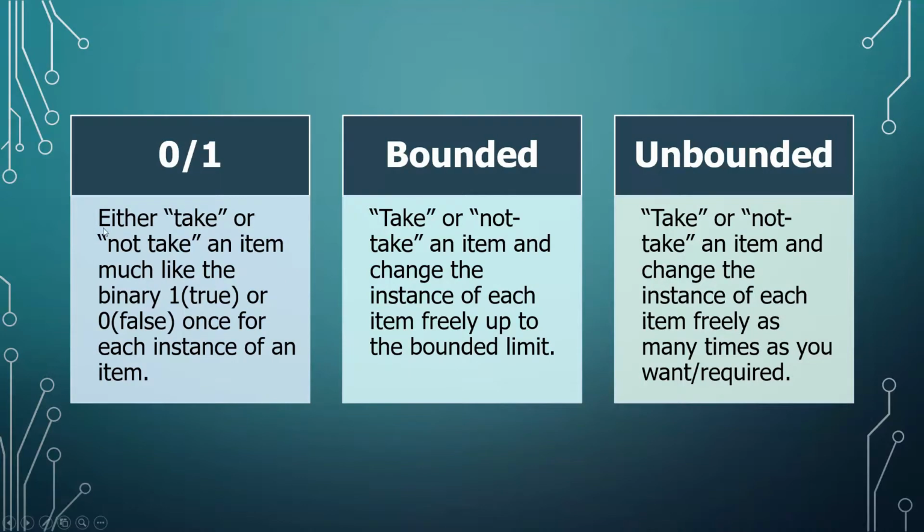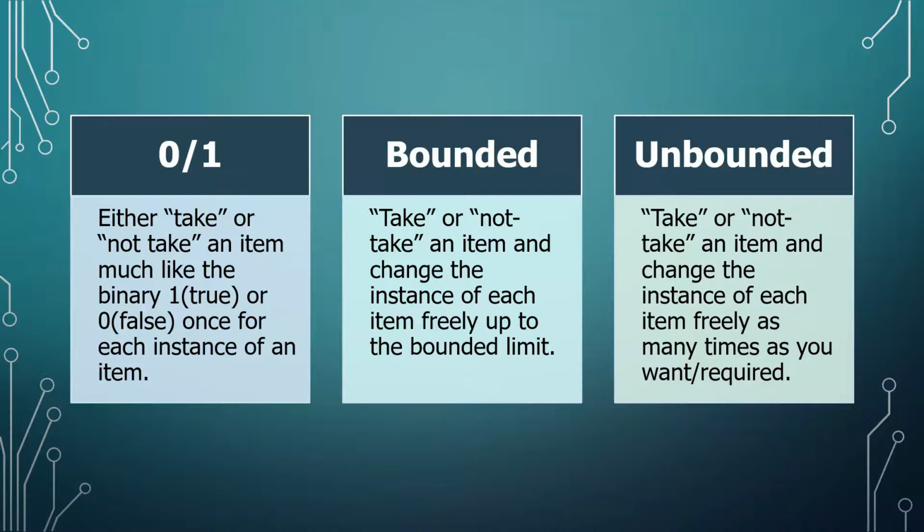What we can see from here is that for the 0 and 1 knapsack problems, we can either take or not take an item, much like binary: 1 means true and 0 means false. That's where the name came from, for each instance of an item. So imagine you have been given a bag and like 3 or 4 items. For each item you can either take it or leave it. Once you have decided to take the item or leave the item, you cannot change that decision.